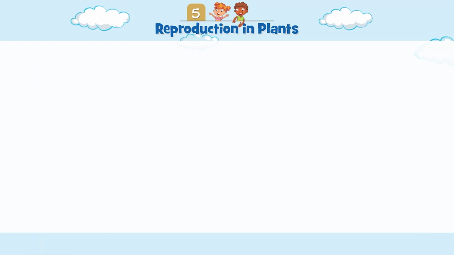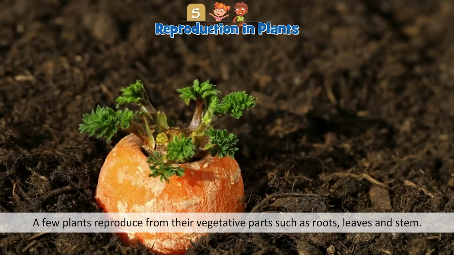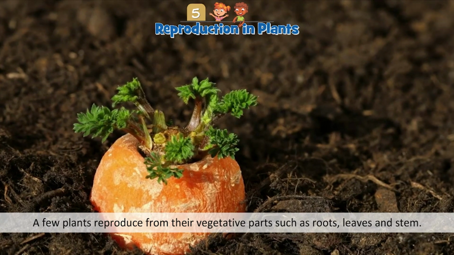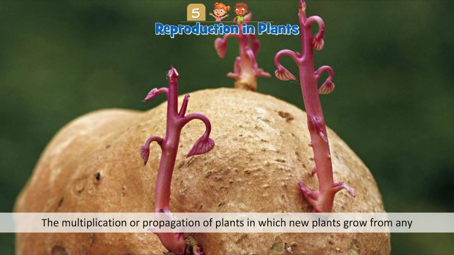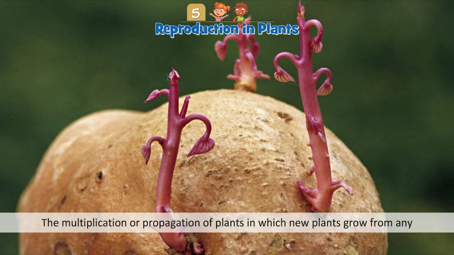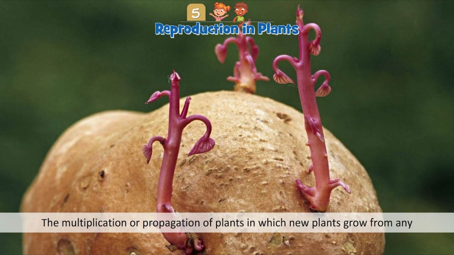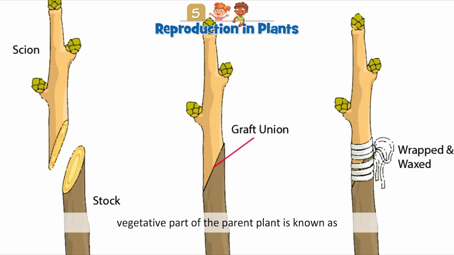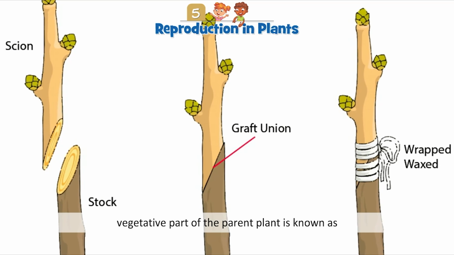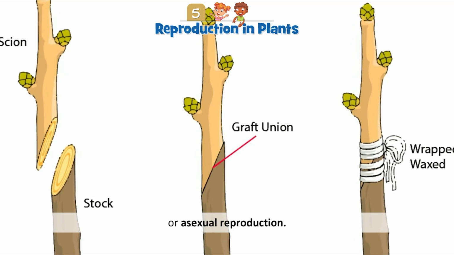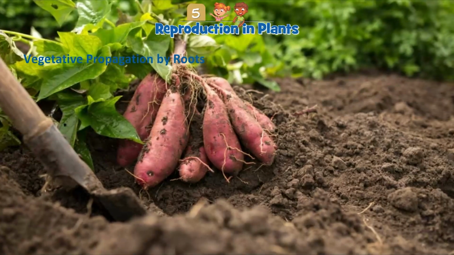Asexual reproduction in plants. A few plants reproduce from their vegetative parts such as roots, leaves, and stem. The multiplication or propagation of plants in which new plants grow from any vegetative part of the parent plant is known as vegetative propagation or asexual reproduction.